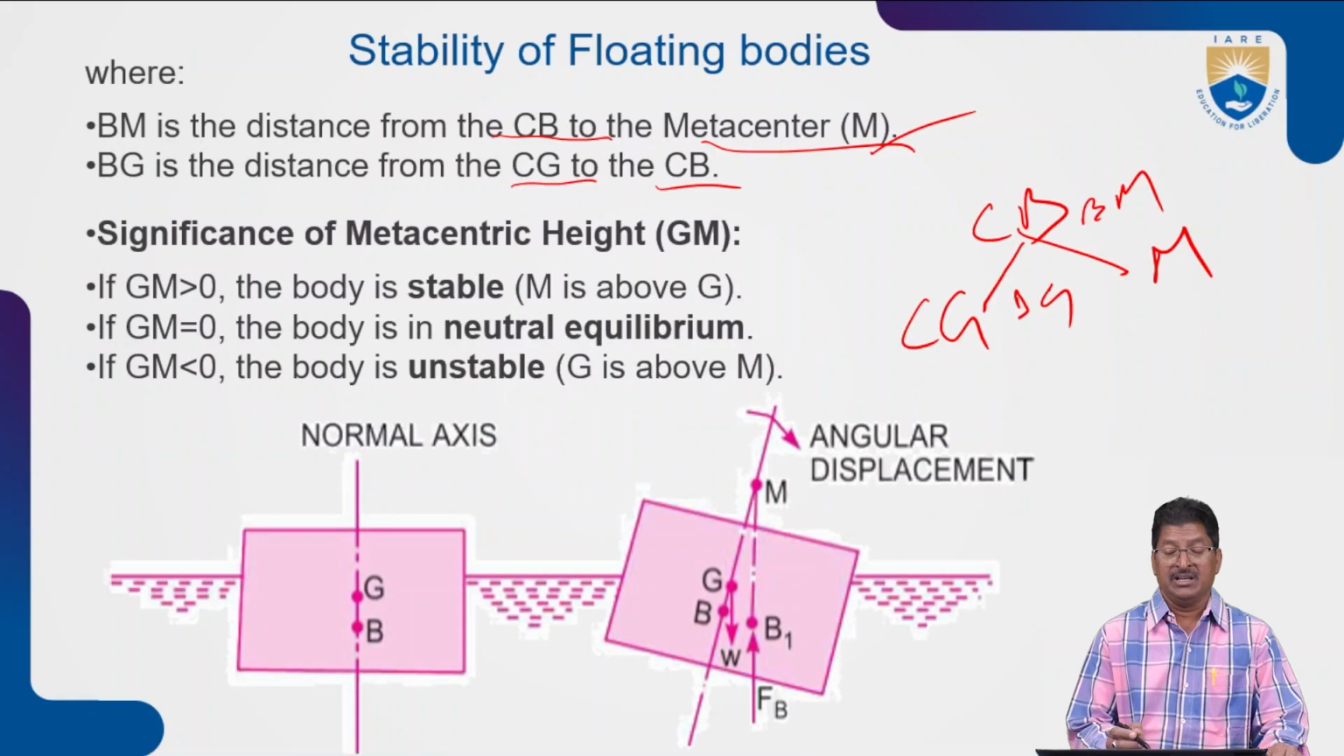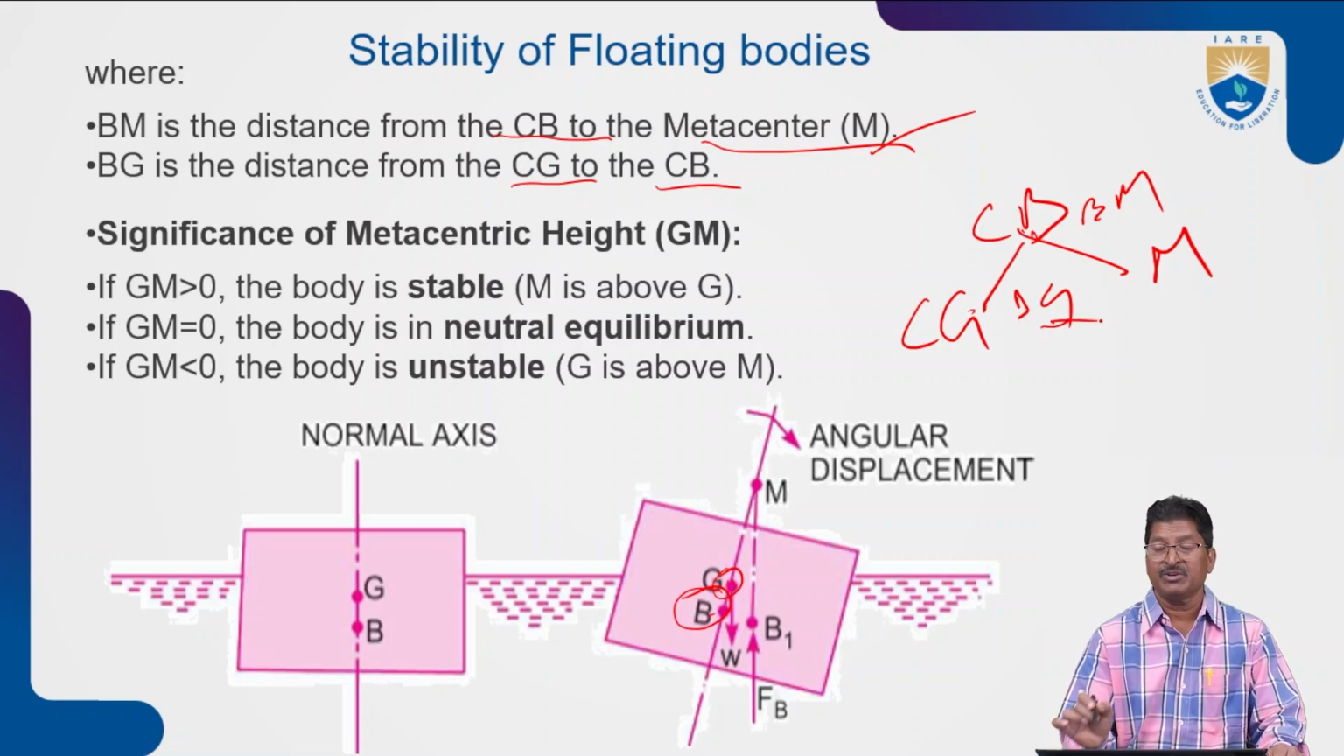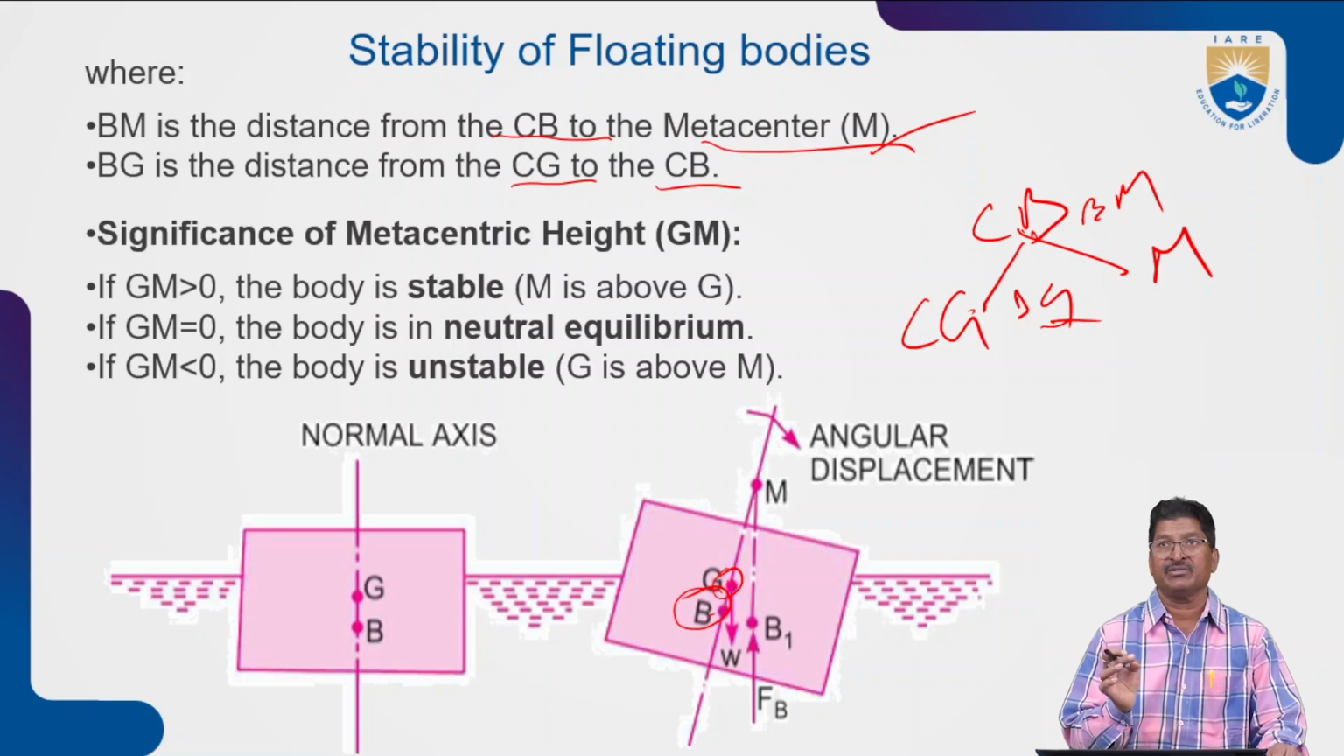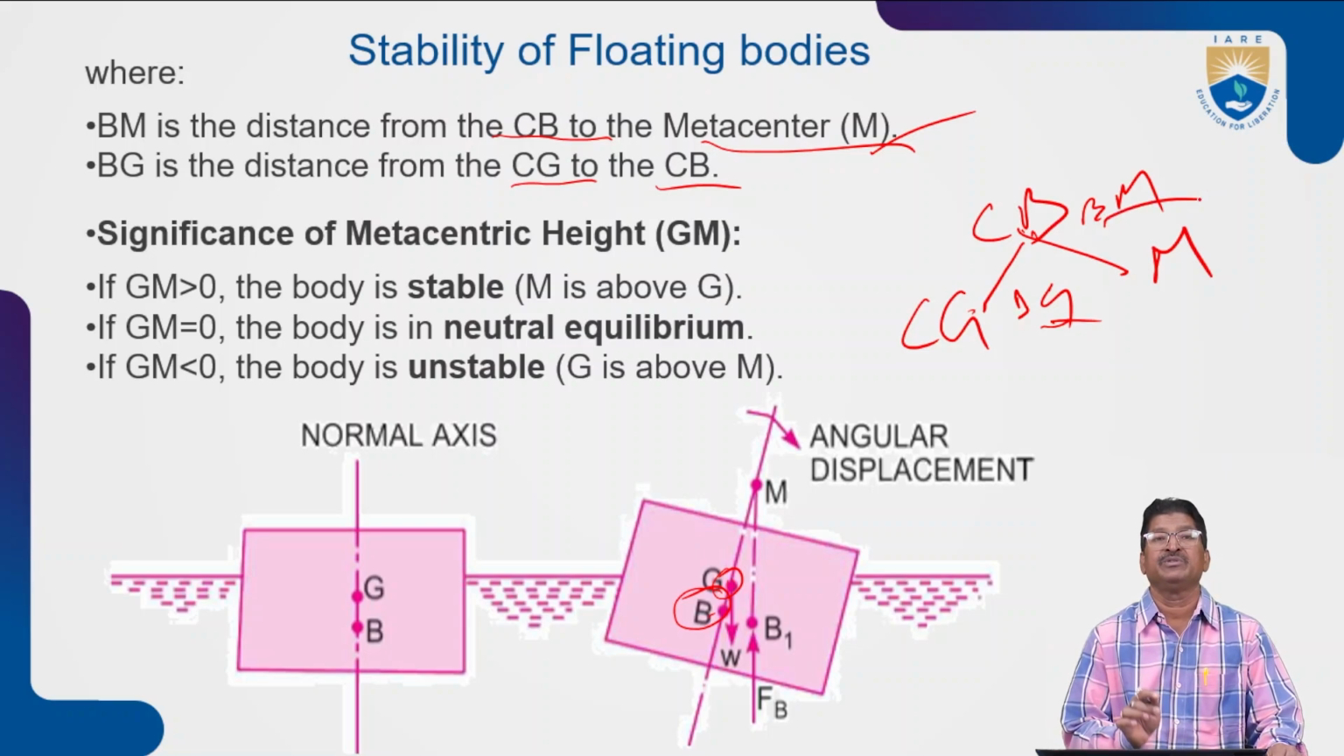So you can see in this figure, this is the point of buoyancy B. This is G, the center of gravity. The distance between the center of gravity and center of buoyancy in this figure is BG, because B is for buoyancy and G for gravity. So BG means the distance between the buoyancy point and the center of gravity point. Similarly, BM is B for buoyancy force, M for metacenter. So BM means the distance between the buoyancy point and the metacentric point. So this BM minus BG you will get.